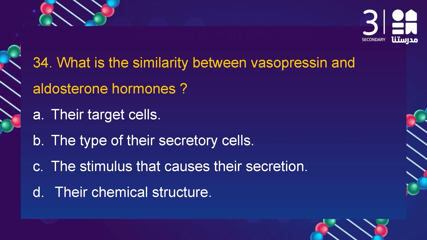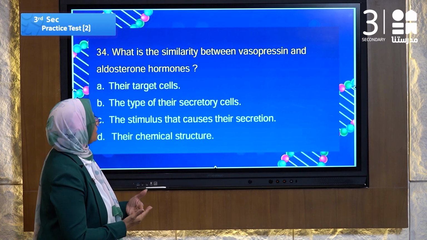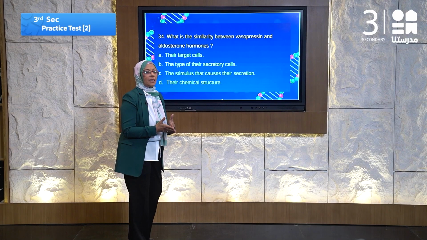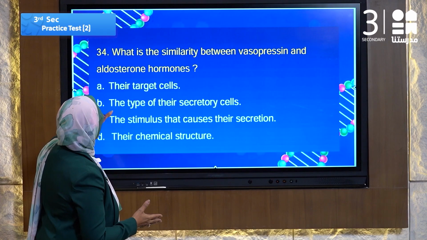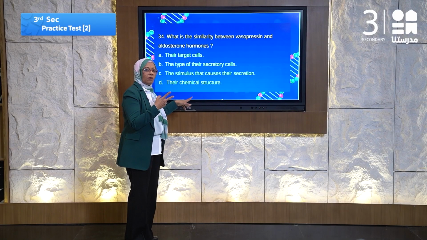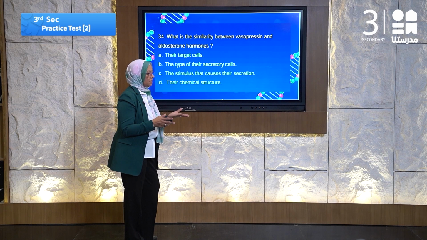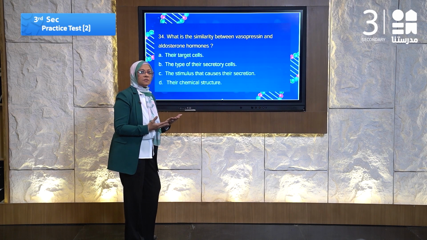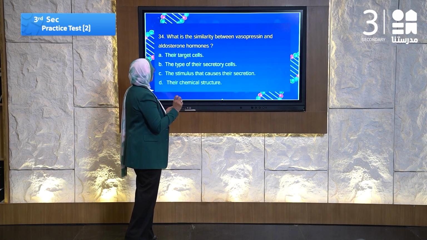34. What is the similarity between vasopressin and aldosterone hormone? There are 2 hormones. One of them, vasopressin, that means dialysis of some capillaries, and aldosterone hormone. Let's go to the choices. A, their target cells. The 2 types of hormone affect the tubes inside the renal duct. But one of them is dialysis and the other is contract.